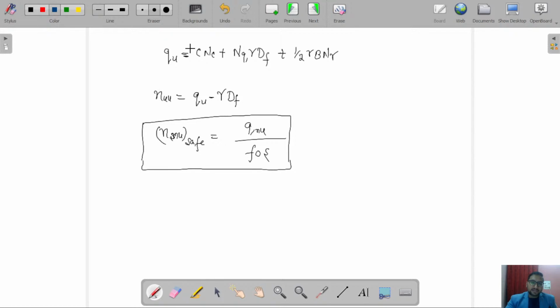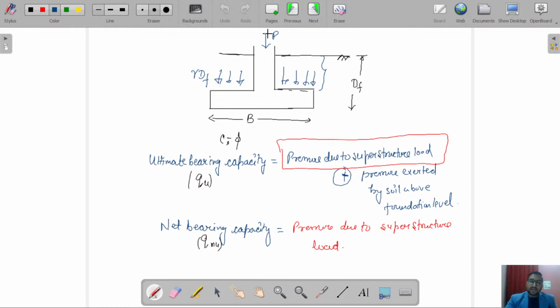Now, let me discuss more. Here we have three terms: 1, 2, and 3. Now we know that the influence region of this foundation, meaning up to which this foundation is going to distribute its stresses, is up to the width of the foundation B, right?